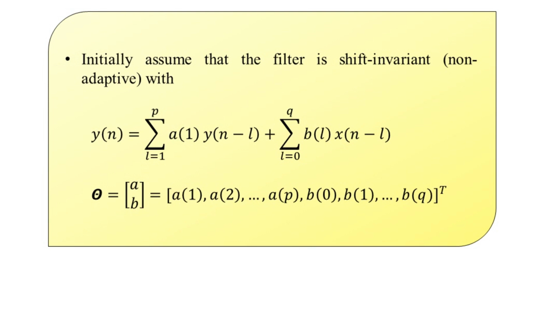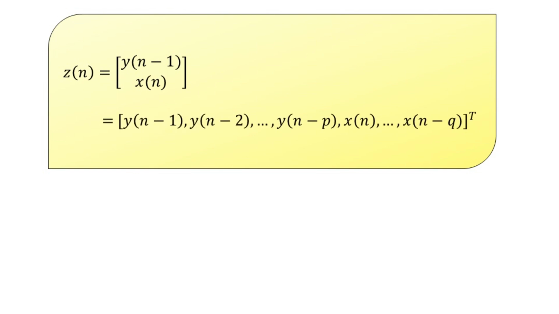Let us have the notation small z of n, representing the aggregate data vector. Mathematically, we denote z of n as a column matrix where the first element is y of n minus 1, whereas the second element is x of n. This we can also express in the transpose form. Here we have the first elements y of n minus 1, y of n minus 2, y of n minus 3, and so on up to y of n minus p. Next to that we continue with the values of x of n and so on up to x of n minus q, in the transpose form.